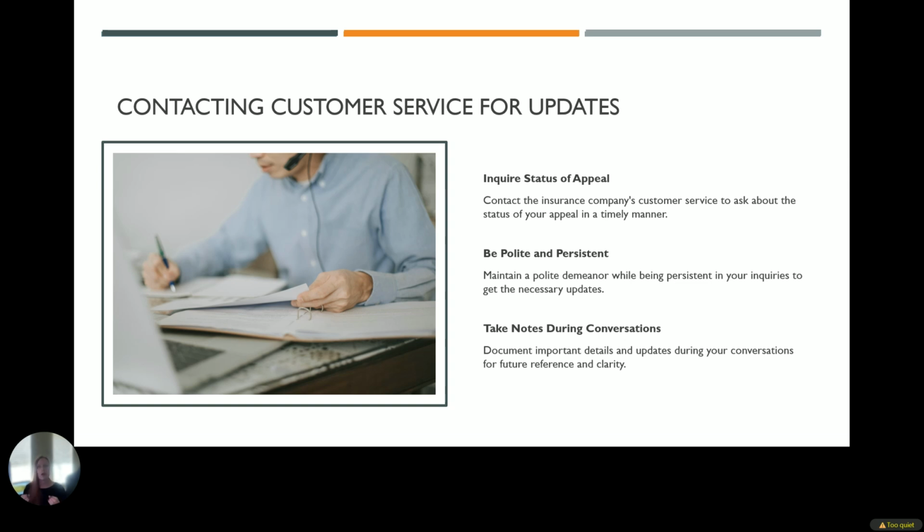This is key because at the first stage of appeals, your insurance company can absolutely deny your appeal. They can deny it really for any reason, but if you're nice, if you're persistent, you're going to gain a lot more support with that kind of attitude than you would if you were going to maybe try and pick a fight with the customer service representative.